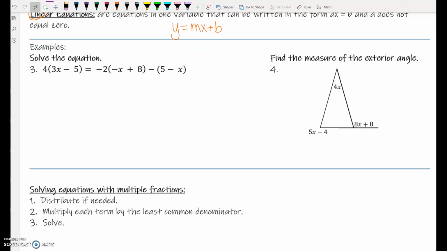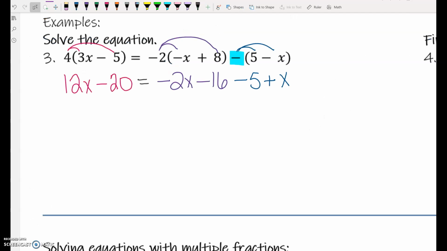Number 3, what do we need to do first on number 3? Distribute. So take a moment, distribute, combine your like terms, see if you can remember how to solve that equation. Do keep in mind that the negative in front of that last set of parentheses will need to be distributed into that parentheses. After you distribute, you can start combining like terms.